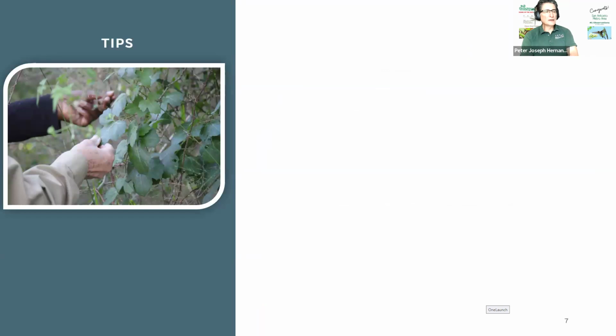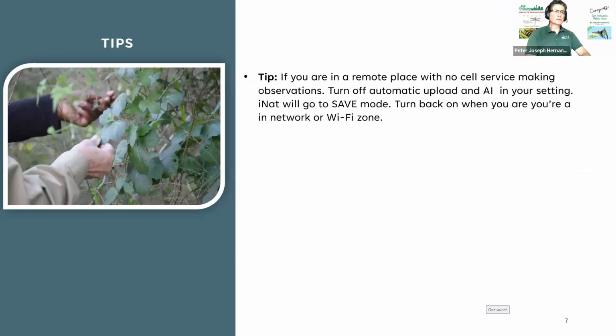Okay, some tips. We're talking about iNaturalist, and some tips for when you're in a remote place with no cell service: turn off your automatic upload and AI.